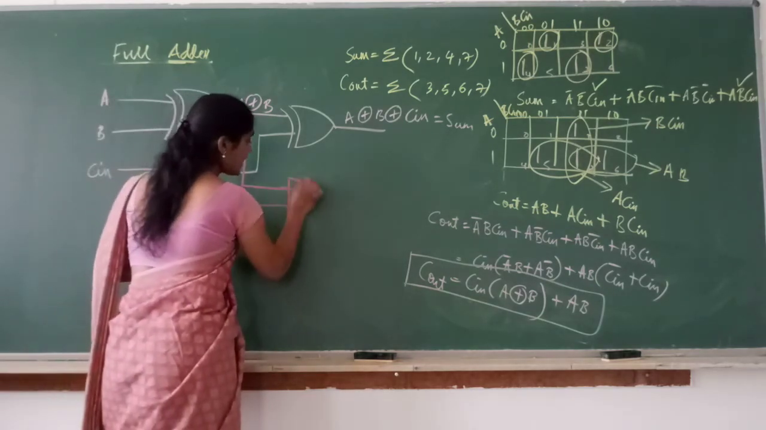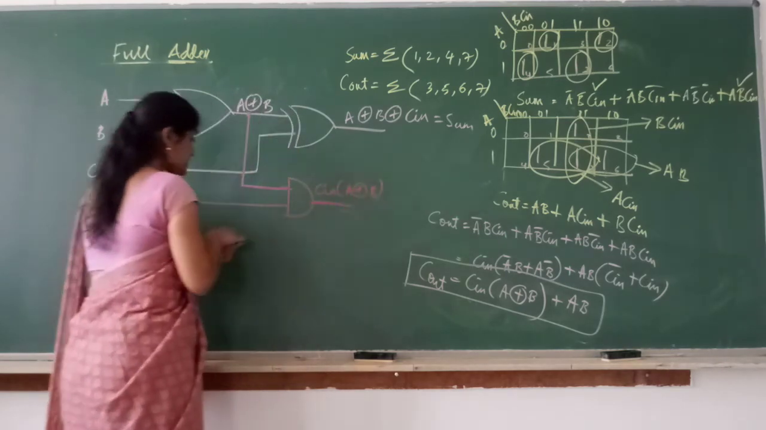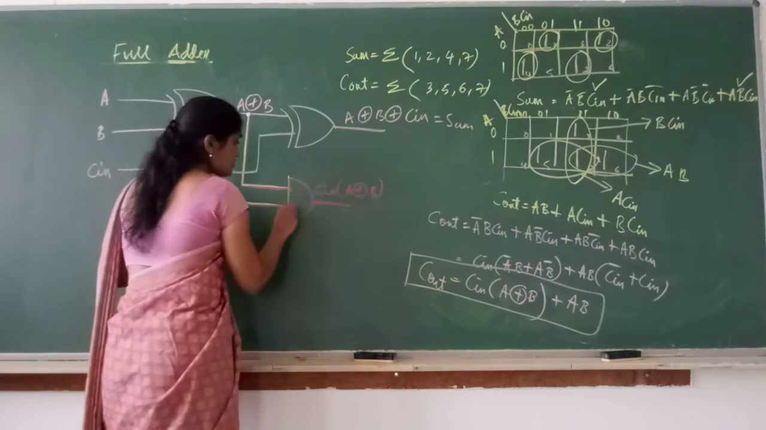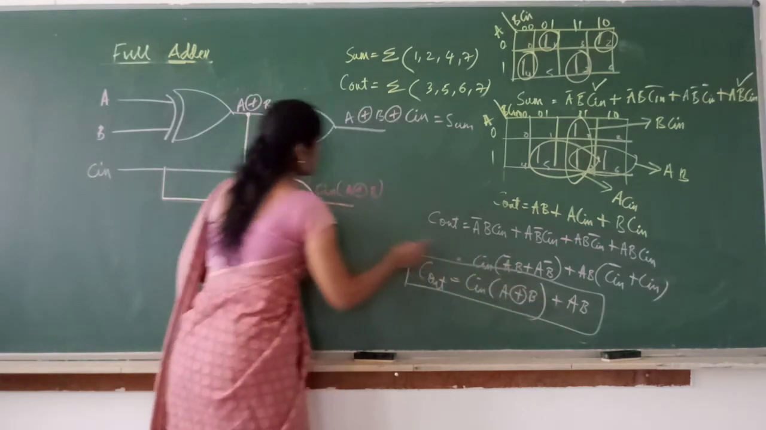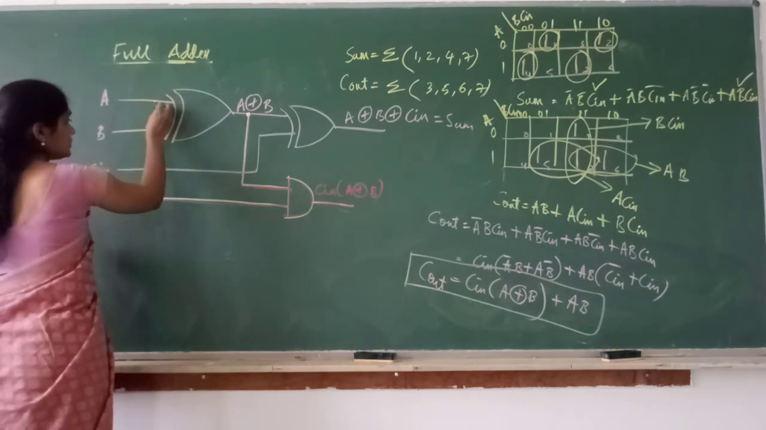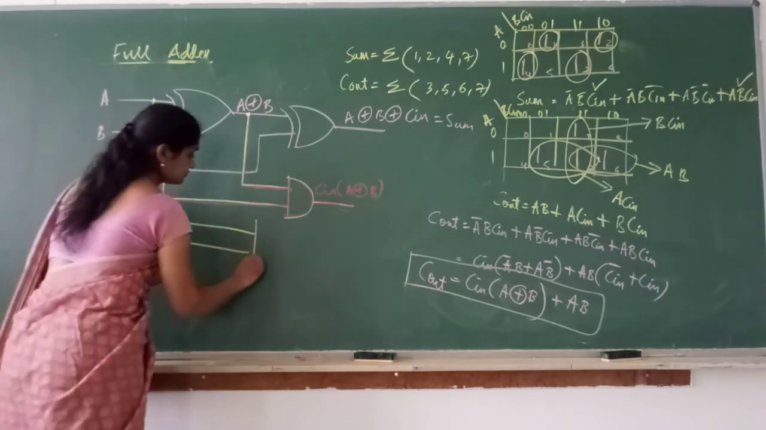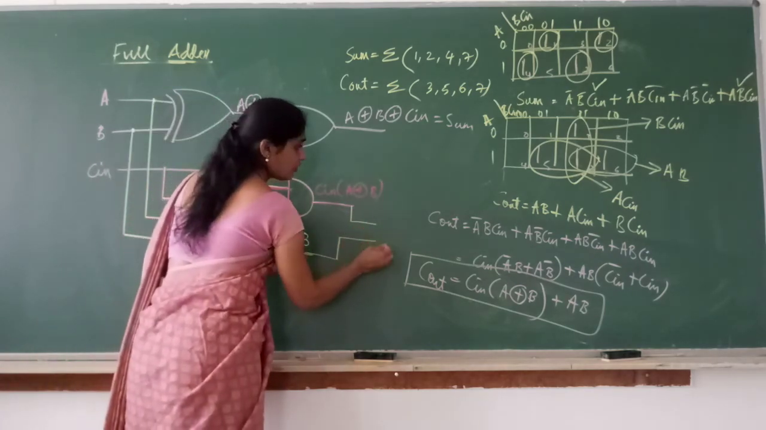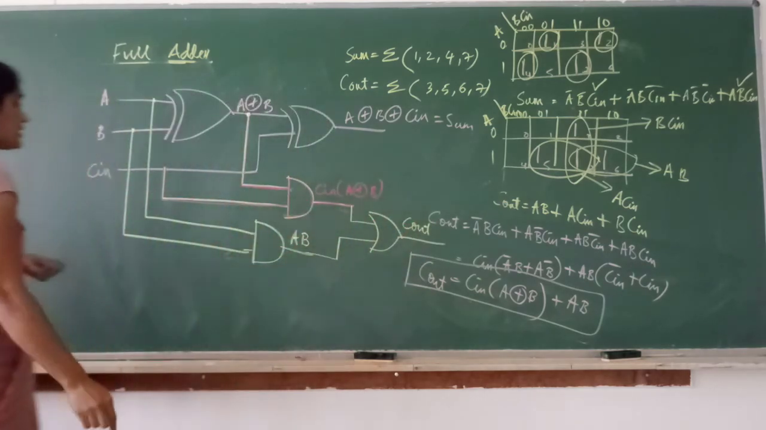So now I should give this to an AND gate, correct? So this will be C in into A XOR B. Hope you all can see. Otherwise I use the same yellow chalk. So this is C in, that is A XOR B. So we get C in into A XOR B, plus AB. So where is A? This is A, B. So use this AB, and give these to an OR gate. Correct? So this will be C out.